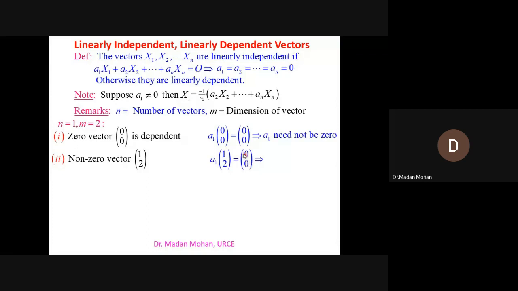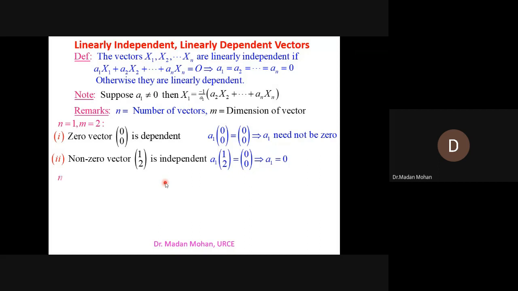This is possible only when a1 equal to 0. From the definition, on the left side you are getting a1 should be 0. It means (1, 2) is linearly independent. It won't depend. It's independent.